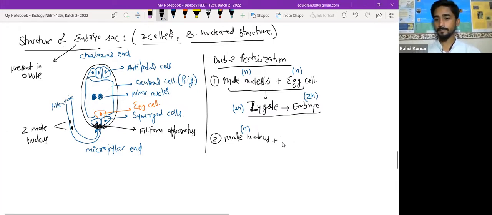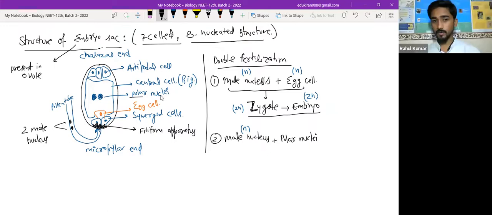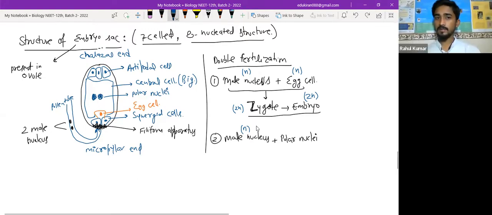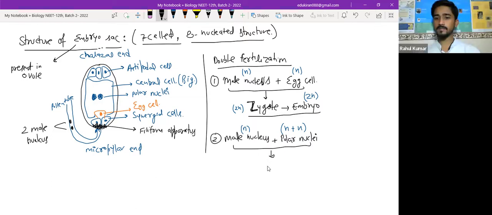Now here this male nucleus is haploid, but what is the polar nuclei? The polar nucleus is in the center, in the central cell, right? How many are they? They are 2. So this is actually not single n, it is n plus n. So when this will fuse, how many total n's are fusing? 2n. Total 3n.